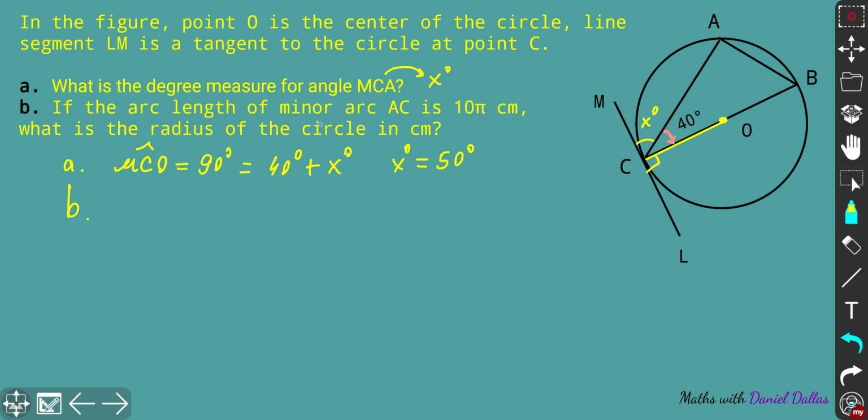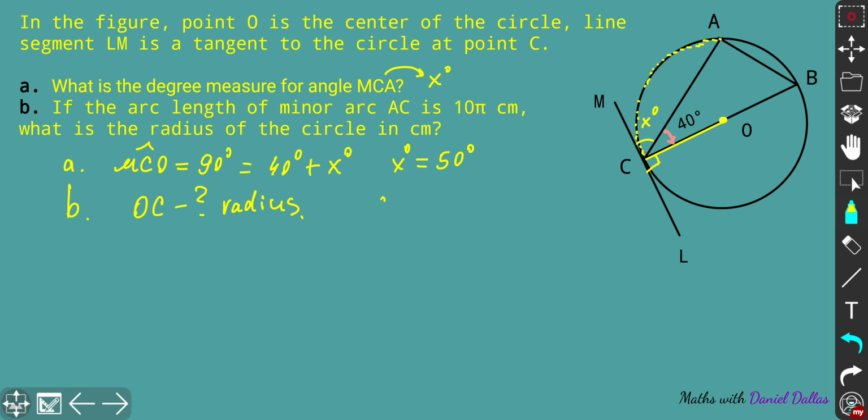If the arc length of minor arc AC, so I just put the dashed lines along the minor arc, it's right there, up to C, is 10 pi centimeters, you need to figure out the radius. So actually you need to find the radius OC, if you're given the arc length of AC.